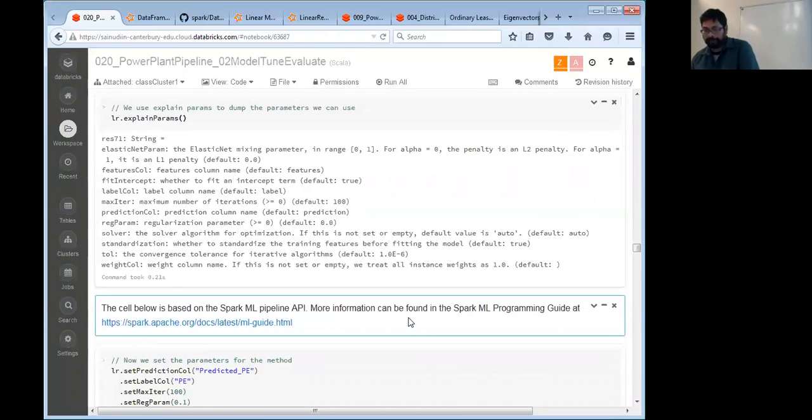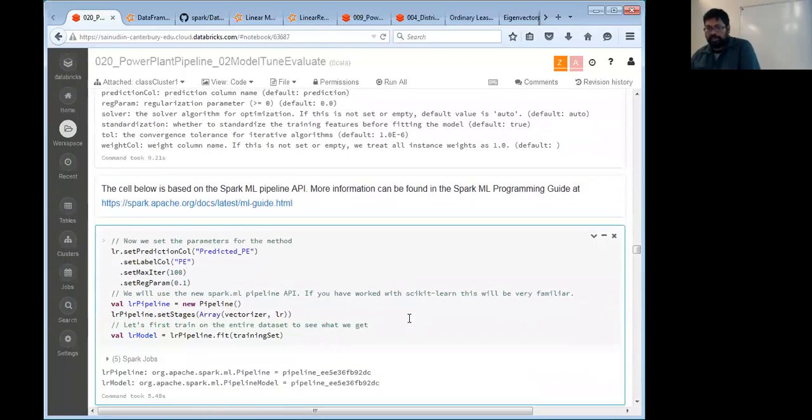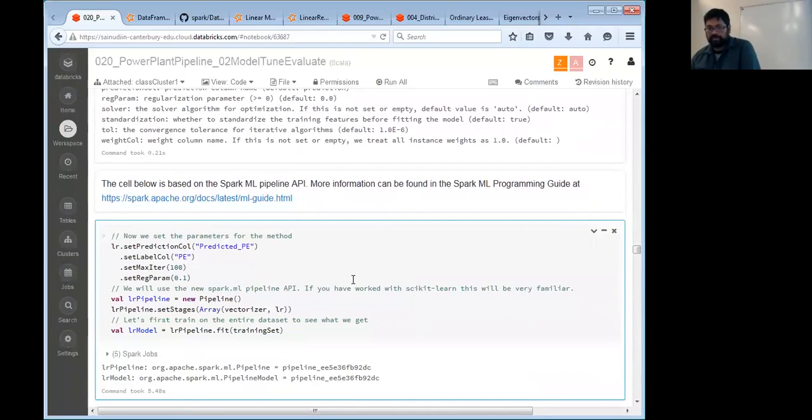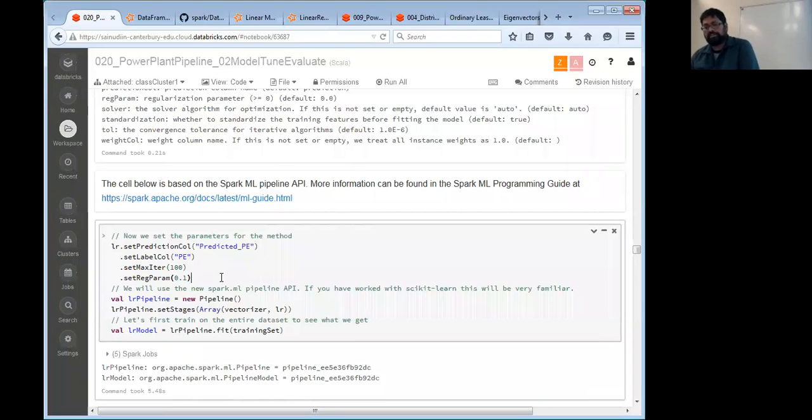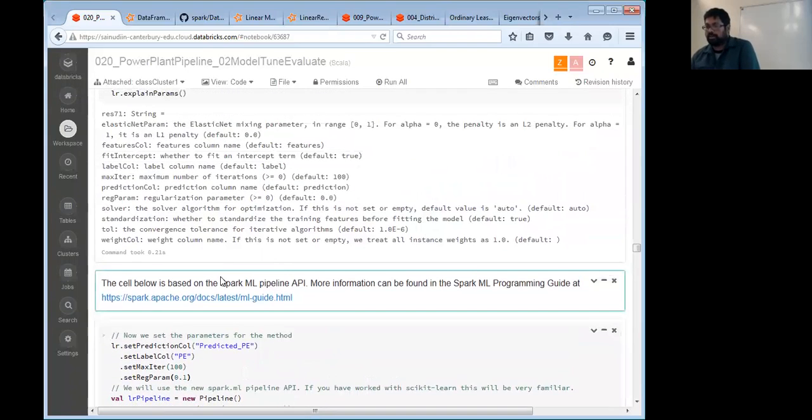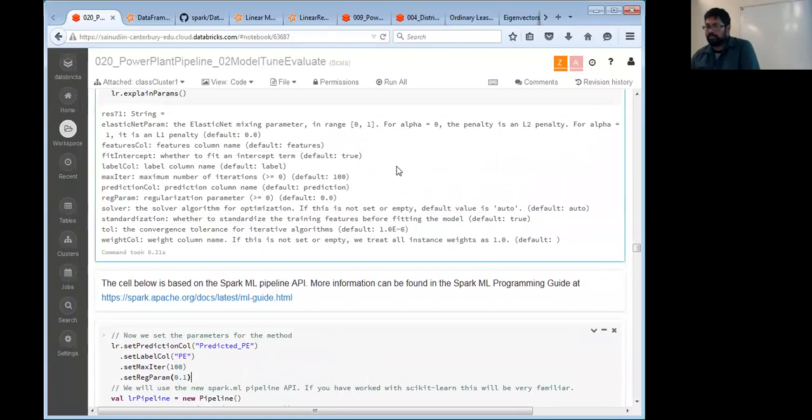Okay, now the next thing we're going to do is set the parameters for the method. I'm going to set the prediction column to predicted power output, and set the label column to PE. I'm going to set max iter to 100. Of course, you can change the defaults here. And now I'm setting the regularization parameter to be 0.1. So it's going to be somewhere between these two.